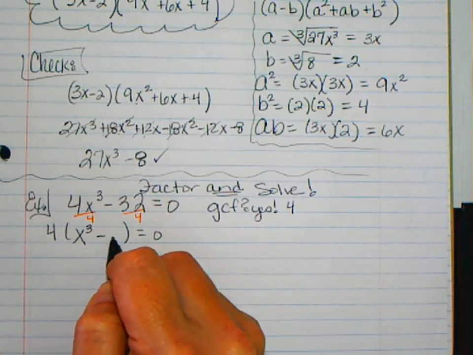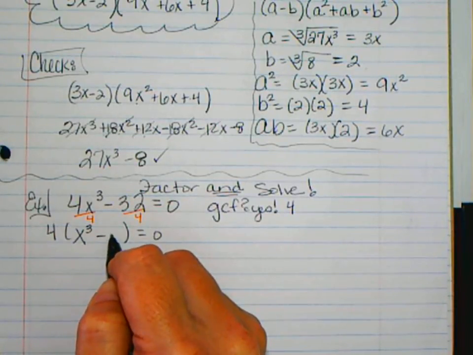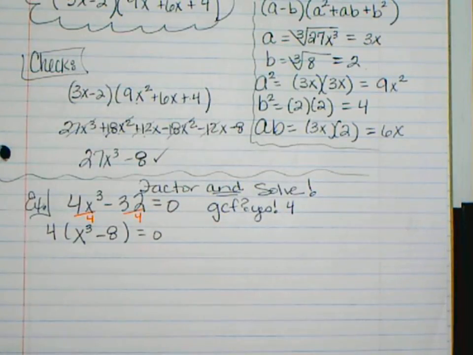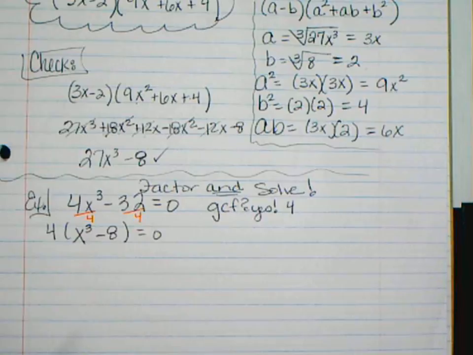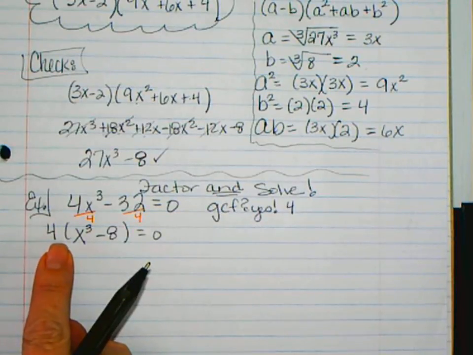Negative 8. Now what's inside parentheses? Is that a difference of cubes? Yes. So we're going to have this extra factor out here that we didn't have before. That's okay. It's just the greatest common factor.